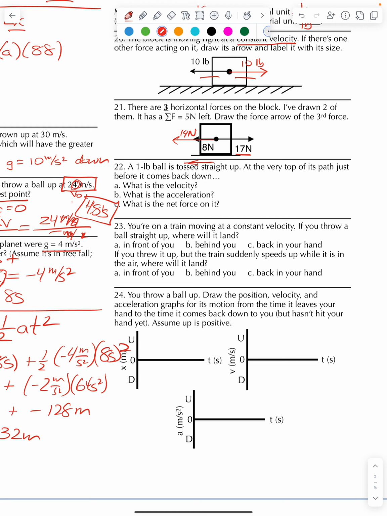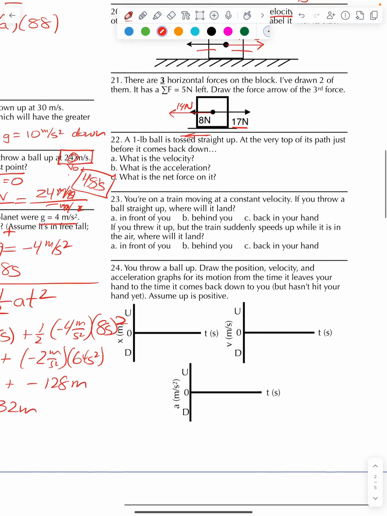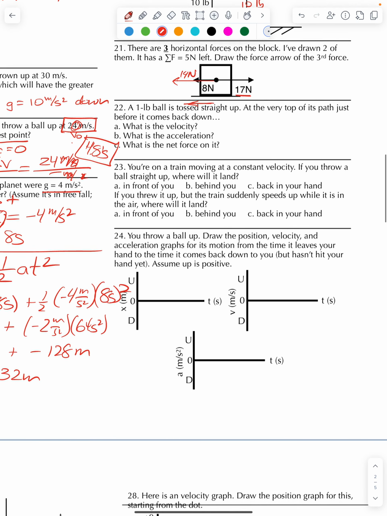So now that we have the answer there, it should make sense. The total force to the left is 22 newtons. To the right, it's 17 newtons. So the net force, it looks like it's 5 newtons to the left. 22, a 1 pound ball. By the way, what is that describing? The mass or the weight? The weight, right? Because I'm saying pound.